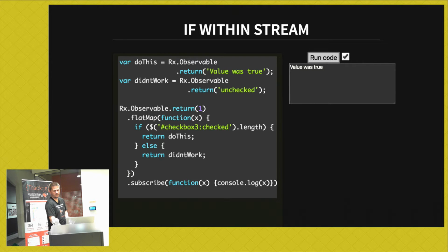Unchecked, value was true, unchecked. This is a little cumbersome, so in about 5 minutes I'm going to talk about how you can write your own operator where you can see in your stream, unless or if this is happening, do something else.